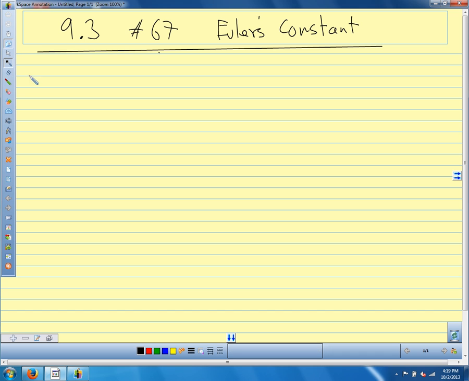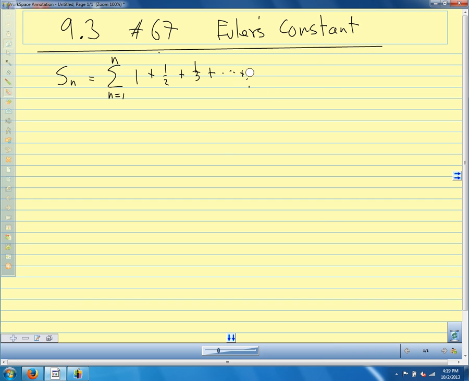So we're given this series, this partial sum. So we have S of n equals the sum n equals 1 to n of 1 plus 1/2 plus 1/3 plus dot dot dot plus 1 over n. Now we know that an infinite harmonic series diverges, but we're dealing here with a partial sum of a harmonic series, and we're relating it to the natural log function.